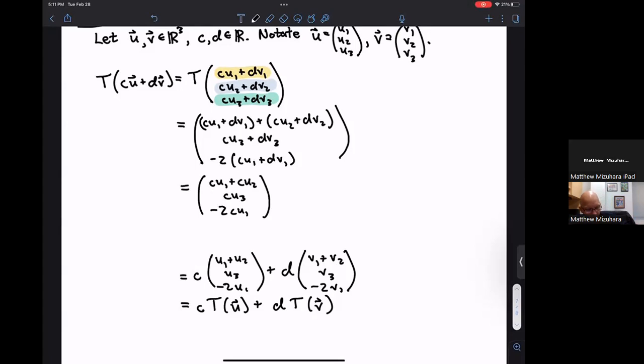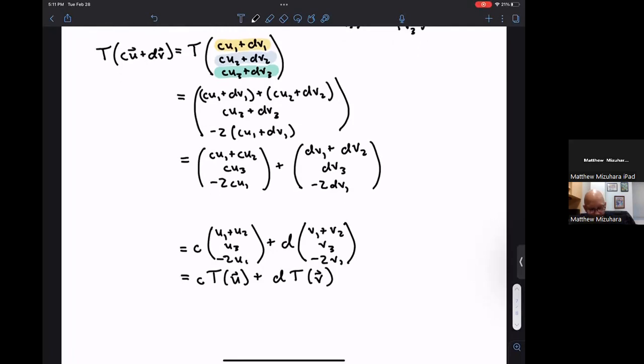So that's all my c stuff in one vector, and I'm going to put all my d stuff in another vector. I said it a little bit backwards, but it's correct anyway. I want all the c's and the u's on one side and all the d's and the v's on the other. So dv1 plus dv2. I think that first component, I didn't miss anything. And I want dv3 and then minus 2 dv1.